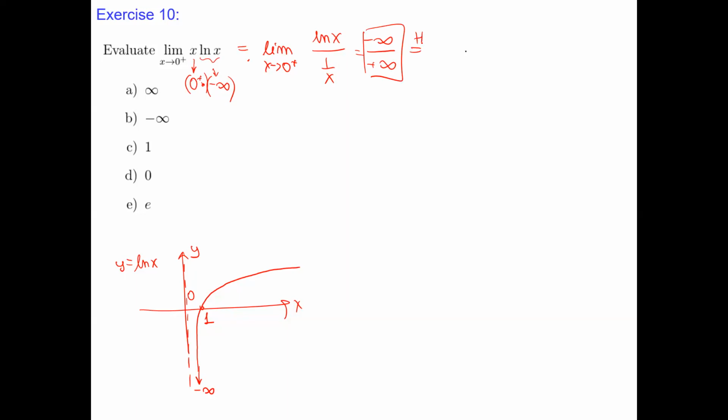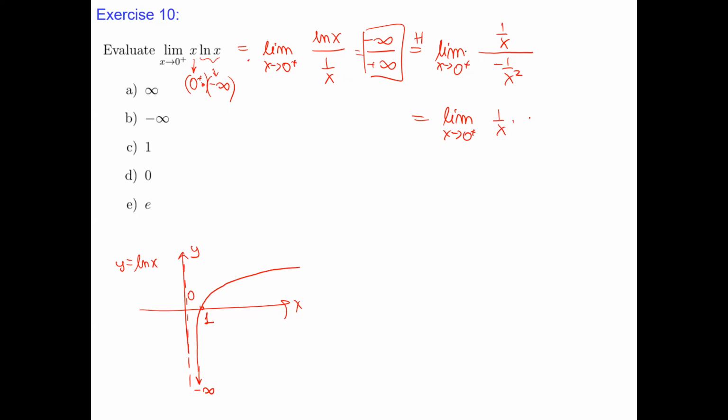Let's try. If something is not working, you may always come back and flip the other function. Okay, that means we will have a limit, and let's differentiate. X goes to 0 from the right-hand side. The derivative of ln of x is 1 over x. The derivative of 1 over x is negative 1 over x squared. When we simplify, what do we have?